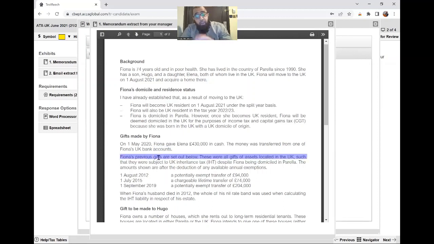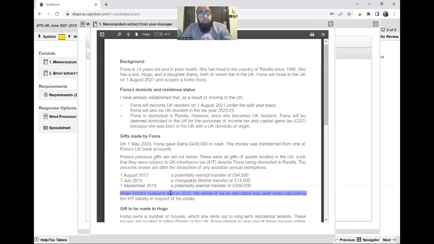These were all gifts of assets located in the UK, such that they were subject to UK inheritance tax, despite Fiona being domiciled in Kerala. The amounts shown are after deduction of any available annual exemptions. On 1st August 2012, there was a PET, a potentially exempt transfer, of 94,000. On 1st July 2015, there was a chargeable lifetime transfer of 74,000. On 1st September 2019, there was a potentially exempt transfer of 204,000.